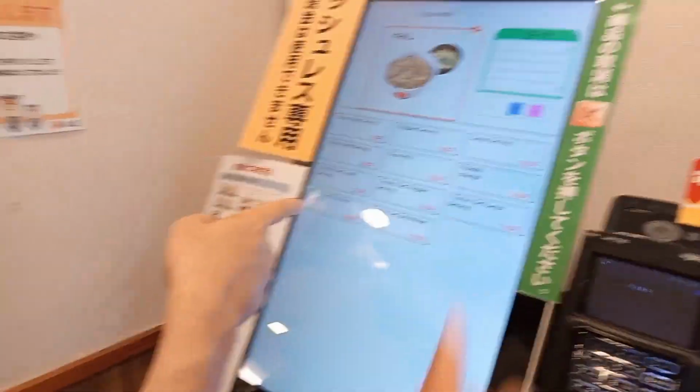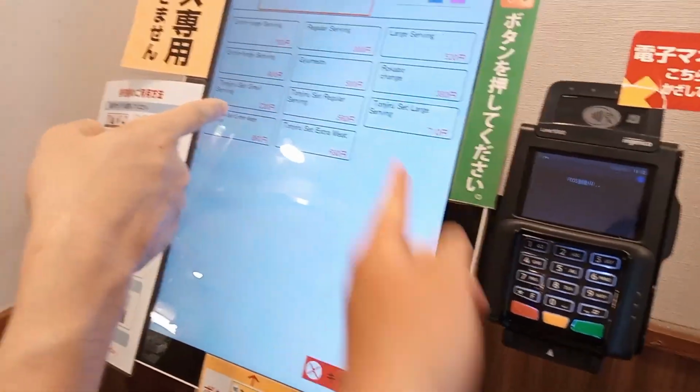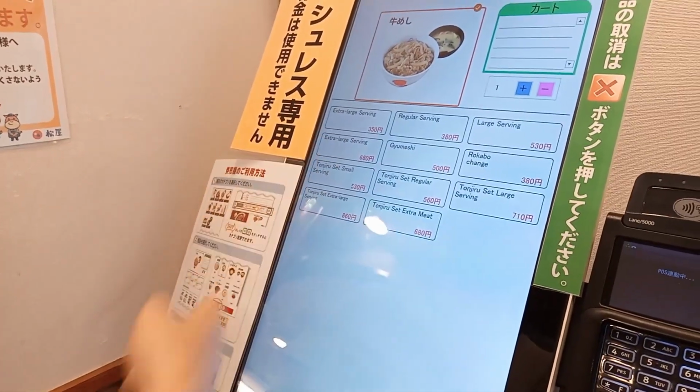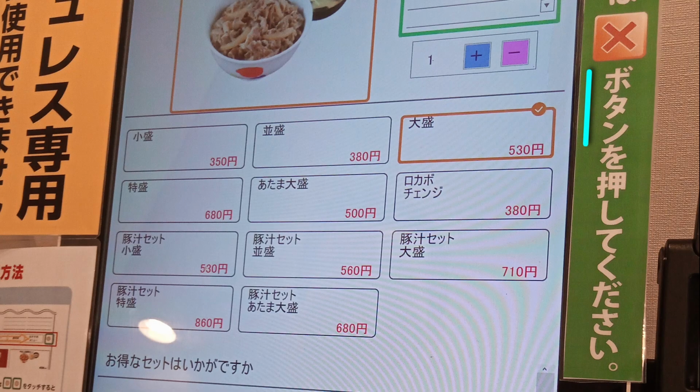It says right here, under that X, ボタンを押してください. Please push the button. Botan is button. O is what I've explained. Oshite means push it. And kudasai means please, or please give me. In this case, it means please.